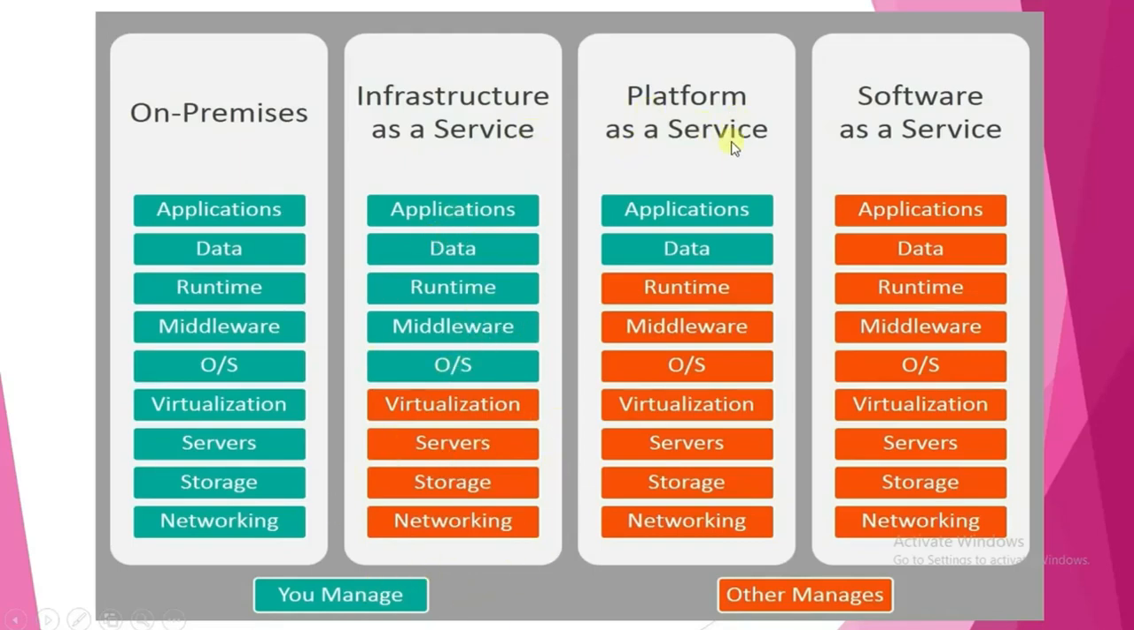Moving to platform as a service, here I only have to maintain applications and data, whatever applications are developed by the developers and the data it contains. The remaining things like runtime, middleware, operating system, virtualization, servers, storage and networking are maintained by AWS. The only things I have to maintain are applications and data. Everything from runtime to networking is maintained by AWS. So this is a little bit costly, but all the manageable things are in AWS only.